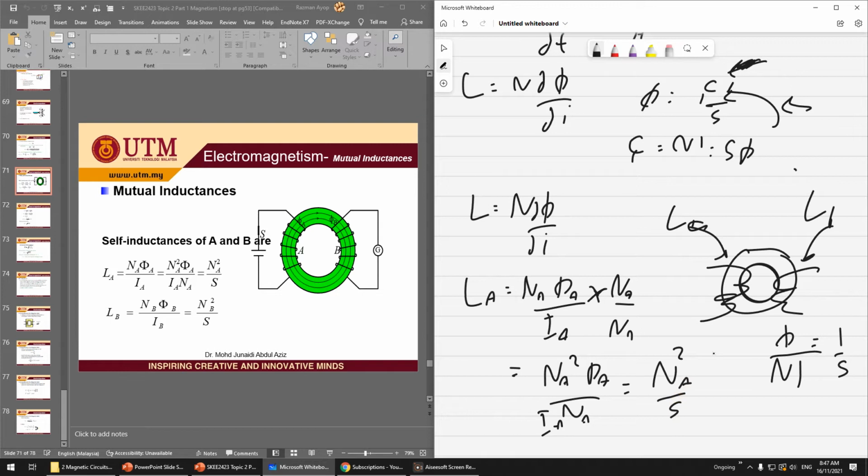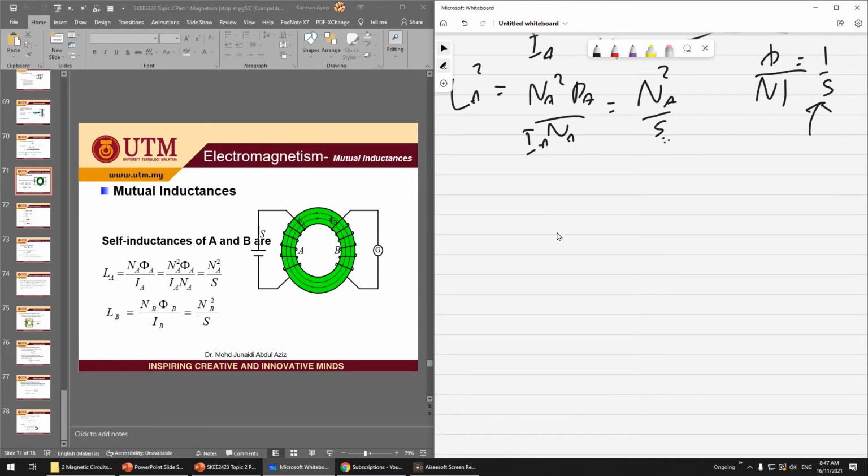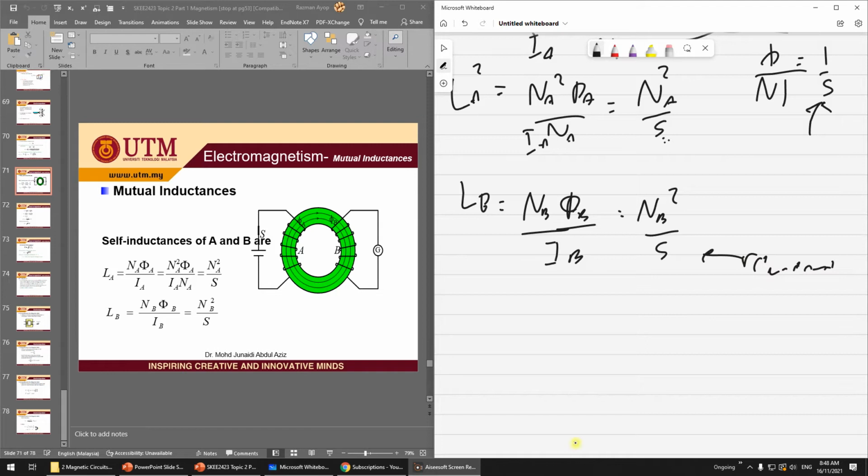Okay, so recall back the magnetic circuit of the reluctance, so you get the self inductance here. So L_A is basically this one. Next you look at the self inductance at the B side. Use the same concept: L_B equals N_B flux_B divided by I_B. So use this one, and N_B squared divided by S. This one is the reluctance. So this is how you calculate the self-inductance.